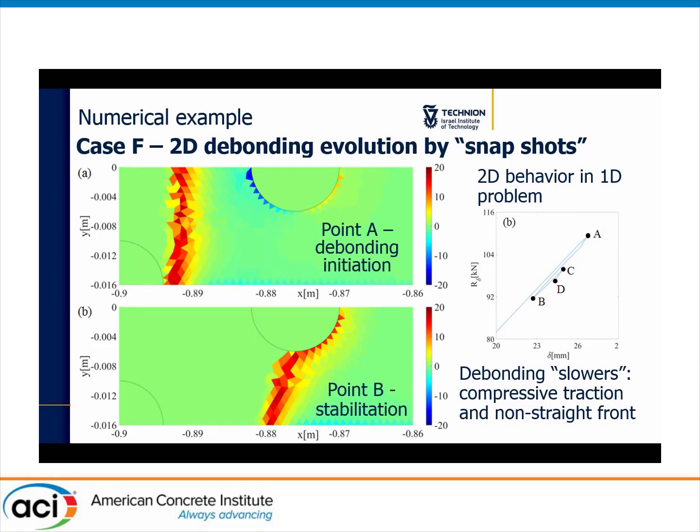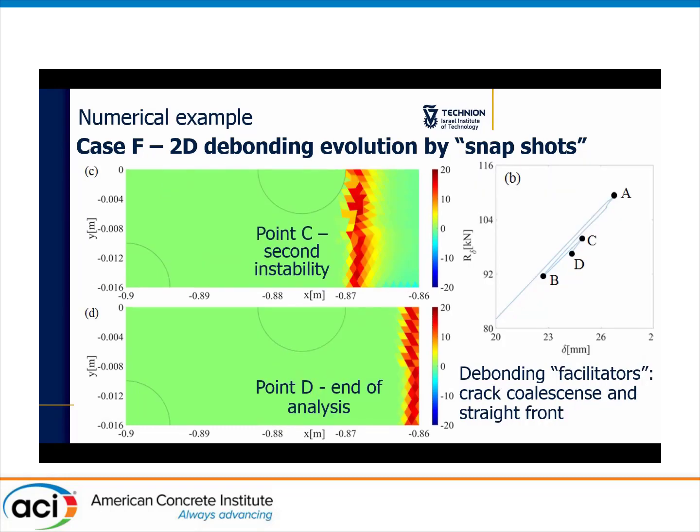Consider that there is a symmetry line, so this continues. You can imagine it. Point C, which is the second snap, again corresponds to the debonding front having passed through a delamination and becoming straight again. And the analysis terminates at point D, where the debonding front has reached the end of the refined mesh region.